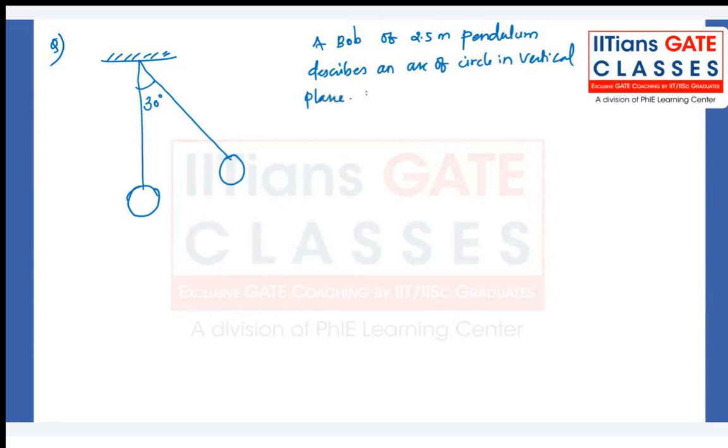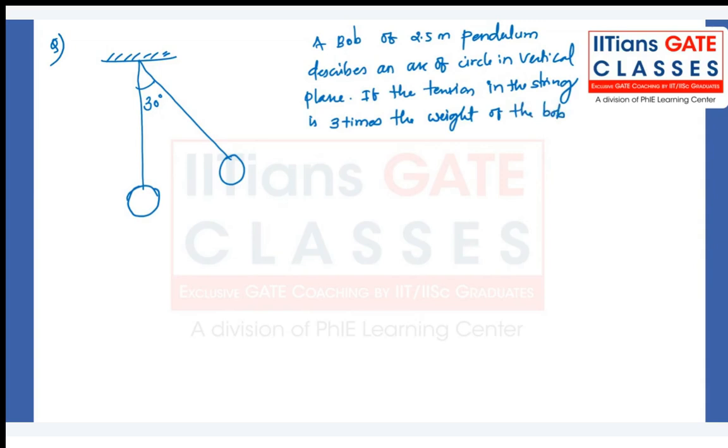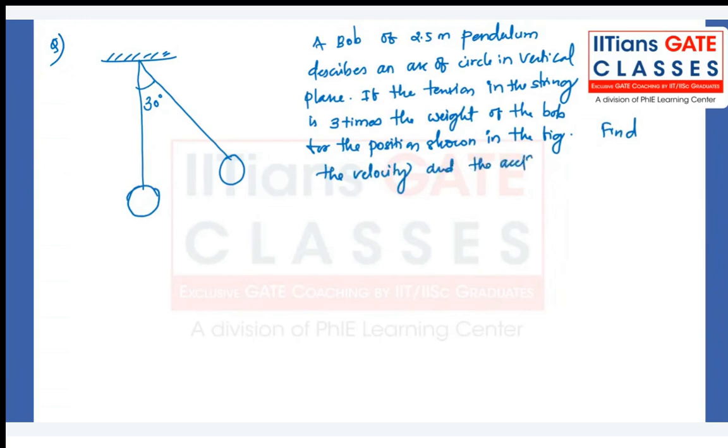If the tension in the string is 3 times the weight of the bob, for the position shown in the figure, find the velocity and the acceleration of the bob in that position.